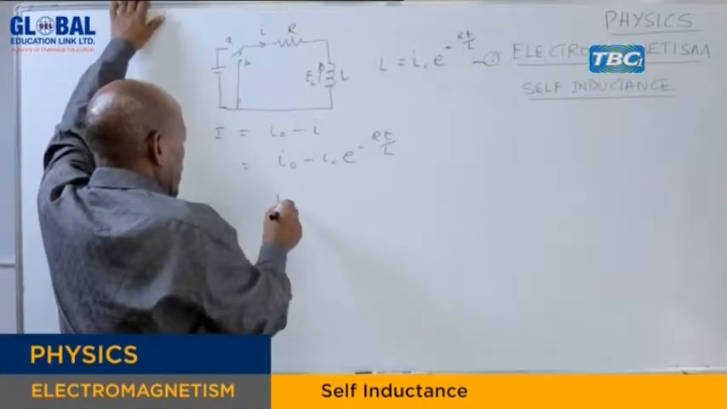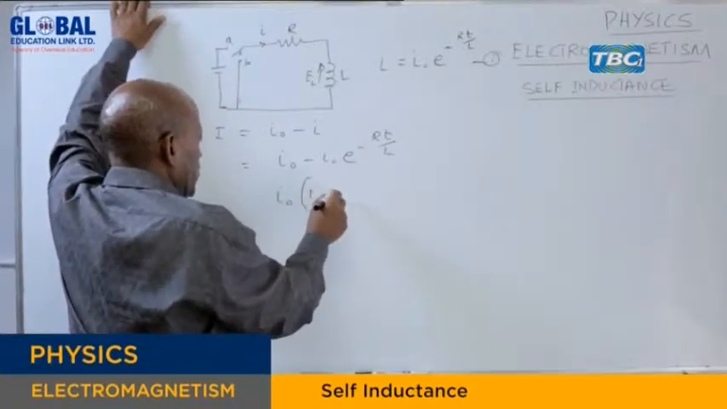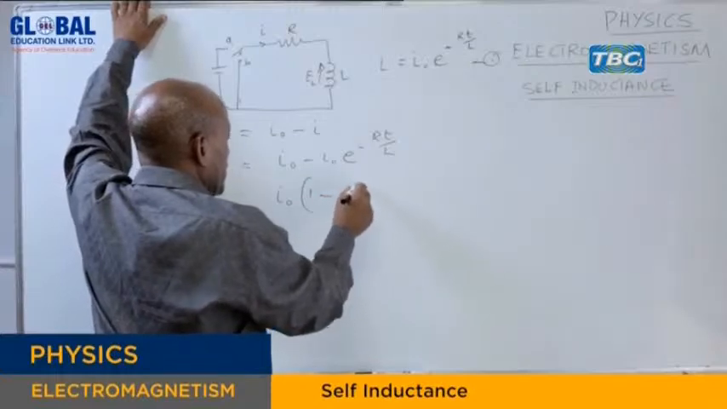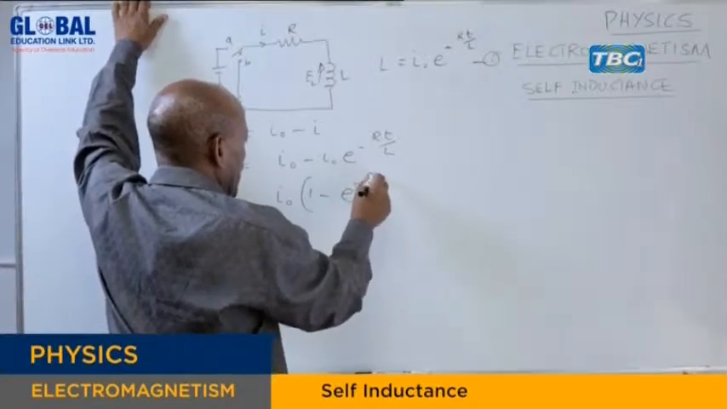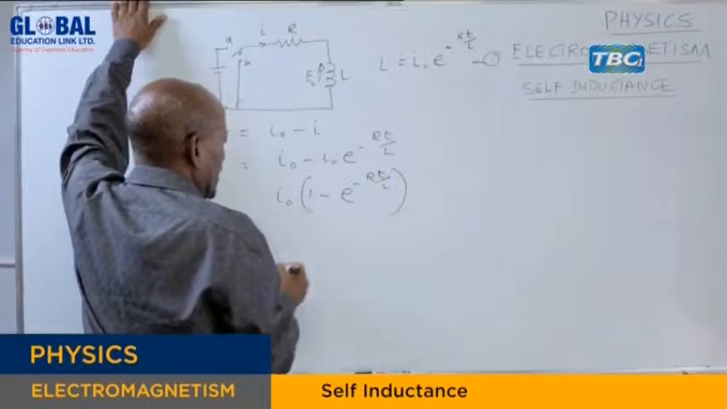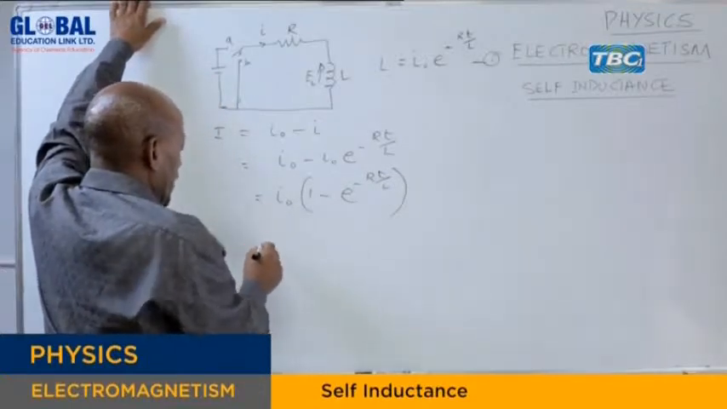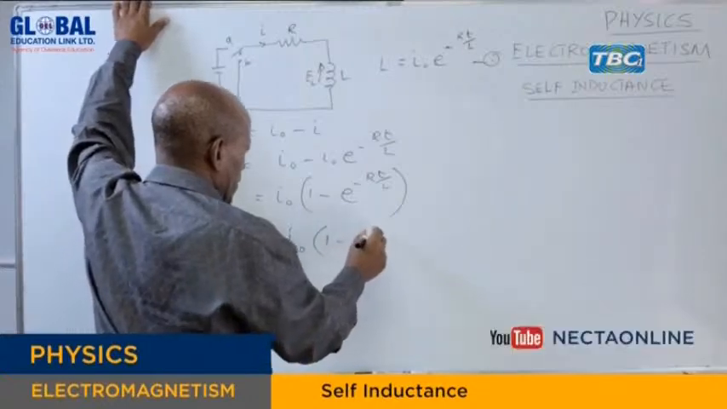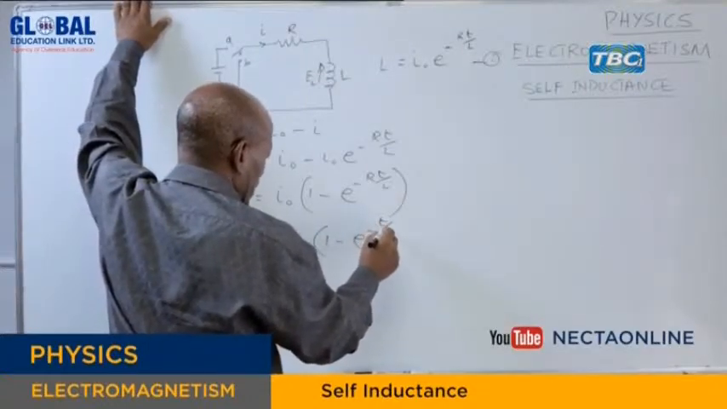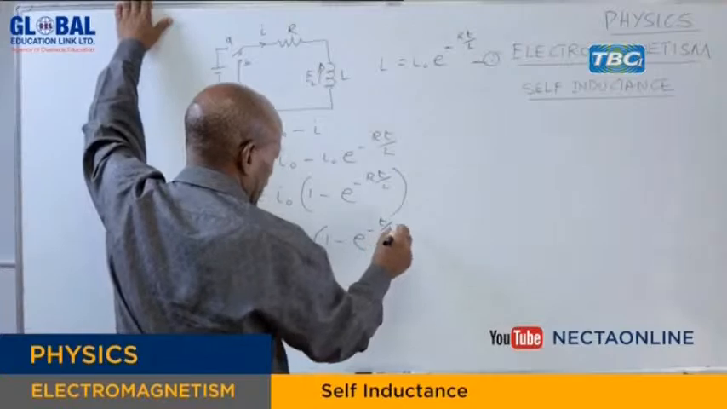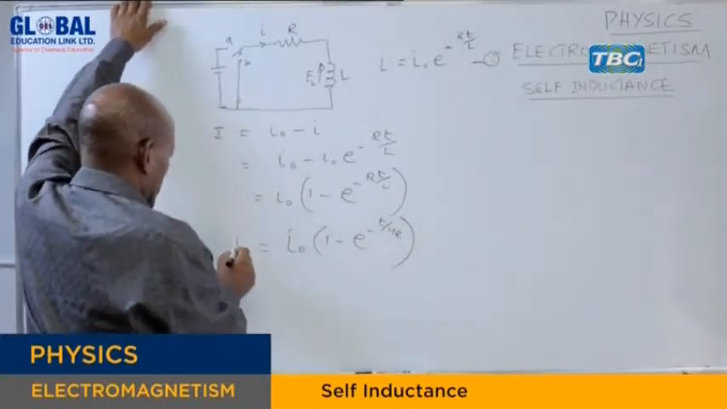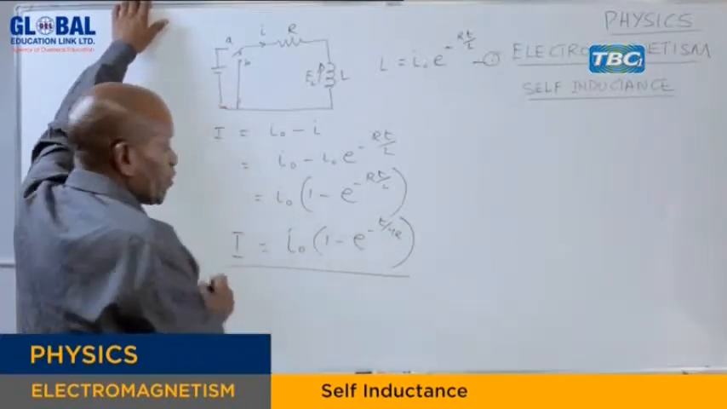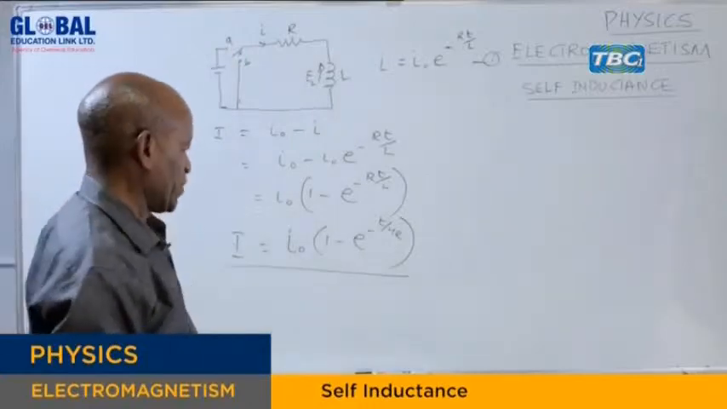And if I take I naught outside, I'll have 1 minus e to the power minus RT over L. We'll end up having this to be I naught into 1 minus e to the power minus T over L over R. We have that particular expression.